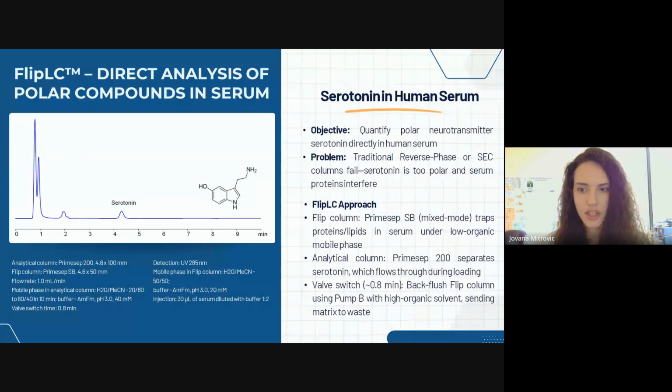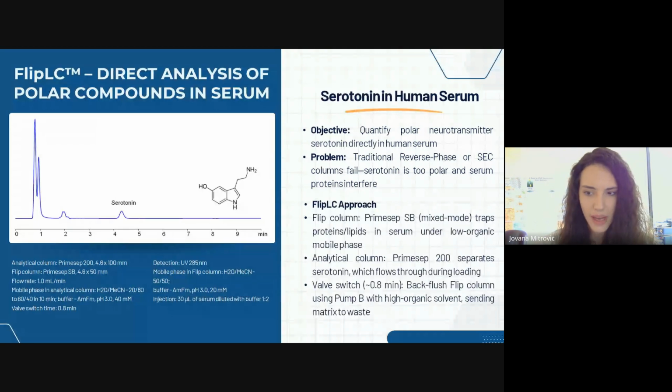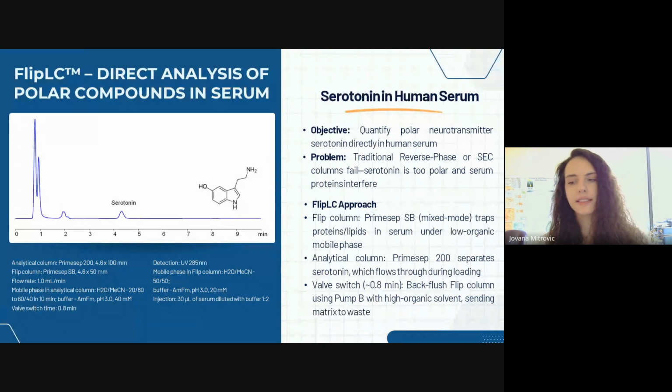optimized gradient conditions. And after a short delay following injection, about 0.8 minutes, the valve switches and the flip column is backflushed, and this sends all trapped proteins and contaminants to waste before they can reach or damage the analytical column.